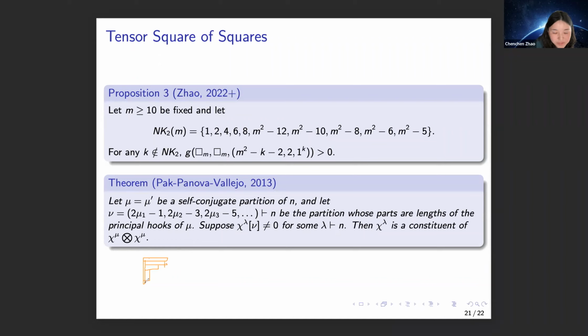So the principal hooks are the length of the outer hook. And then the second entry is the length of the second hook here. And the third entry is the length of the next hook. So using those hooks, we can see it's a strictly decreasing sequence, and it's a partition.